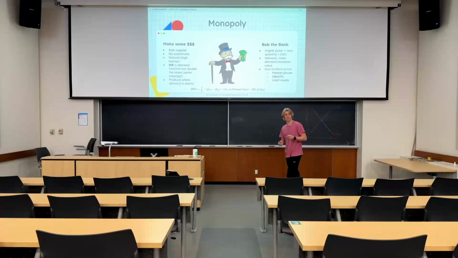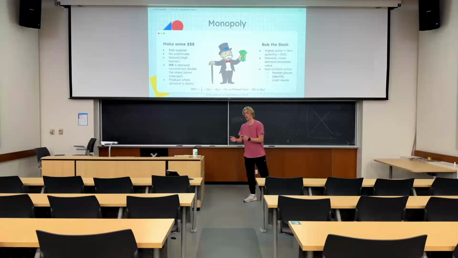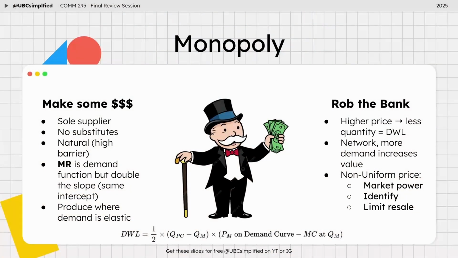And then in order to calculate where you're going to operate, you get your demand function, and then you're going to calculate your MR, which is essentially just double the slope with the same intercept, and then you set that equal to the monopoly's marginal cost. And that is going to be where demand is elastic. Because if demand wasn't elastic, you could increase price and get more money in terms of the quantity reduced. So monopolies will always be producing where demand is elastic, on that upper end of the demand curve.